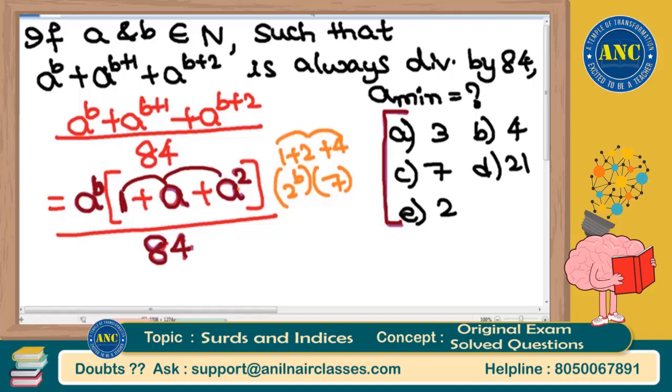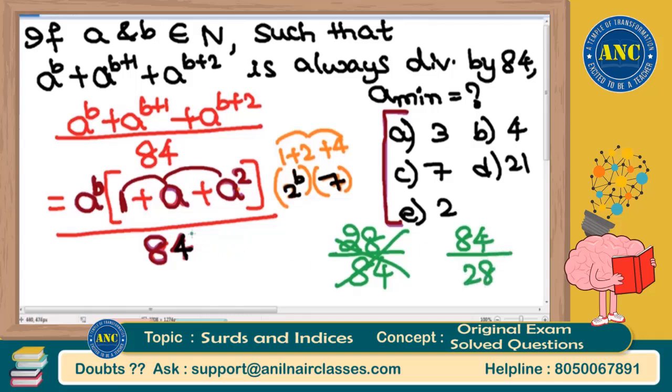Yes, B value 2 is divisible, but if I put B value 2, this is 4 into 7, 28. Is 28 divisible by 84? No, 28 is not divisible by 84. 84 is divisible by 28. Don't get confused. 28 by 84 is not a proper representation. 84 by 28 should be the proper representation. That means whatever numerator you get should be a multiple of 84. 28 is not a multiple of 84. This is where students make a mistake. 28 is a factor of 84.